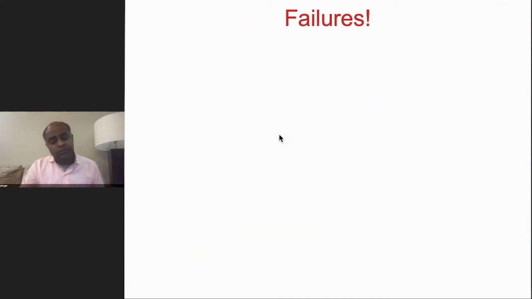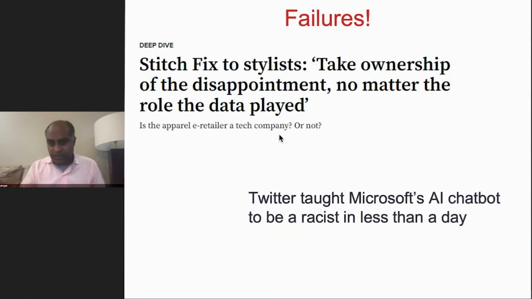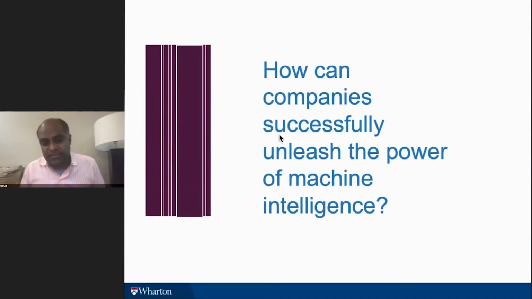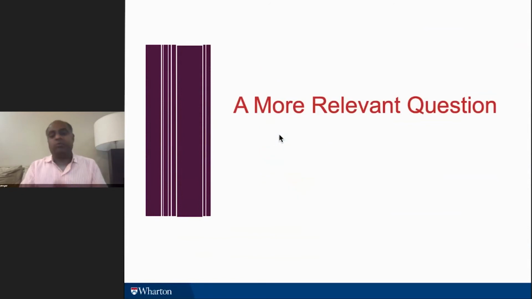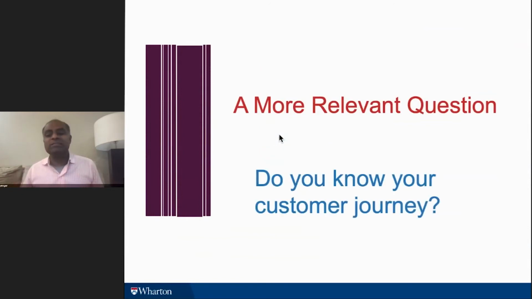So many times when you think about AI, of course, there are many failures as well, just as an example. Now, many companies are struggling with exactly when they should be using some of these models and when perhaps human interaction is more valuable. So one question that many companies sometimes ask is, how can we unleash the power of machine intelligence? I think that's an important question. But to me, perhaps a more relevant question is, what do you know about your customer journey? And where exactly can these types of new models and new data and new analysis help you better understand the customer journey?